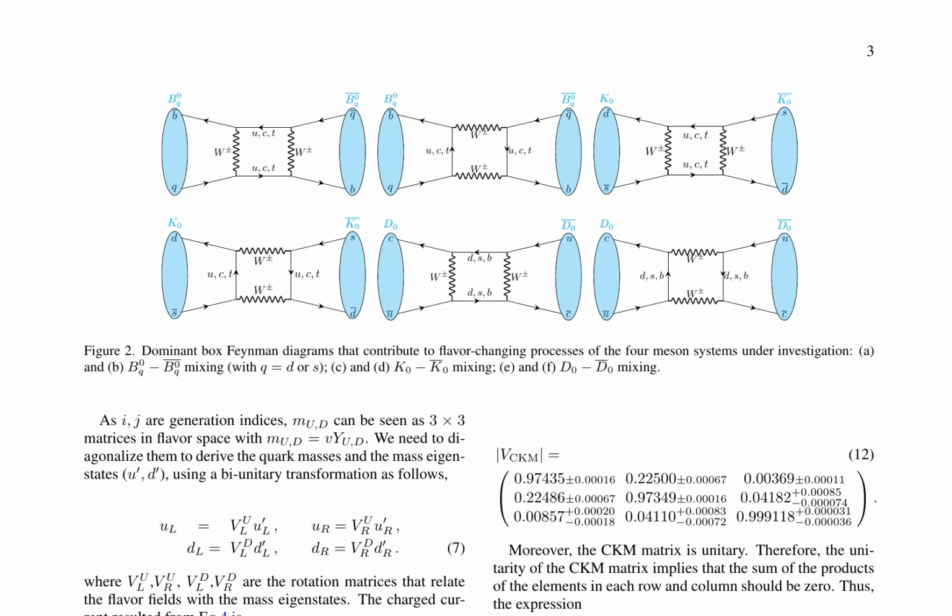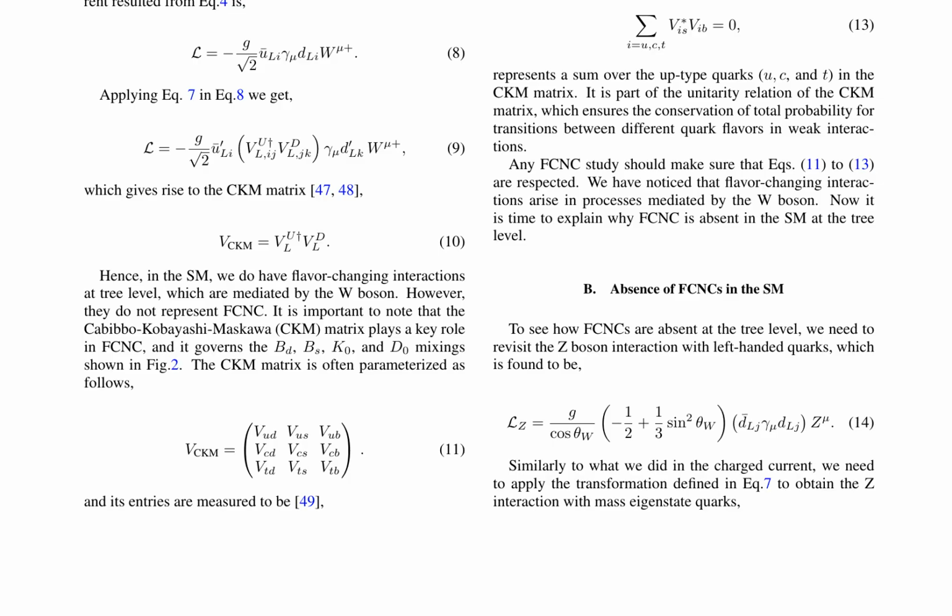The charged current is subsequently derived, and by applying the rotation matrices, the Cabibbo-Kobayashi-Maskawa (CKM) matrix is obtained. The CKM matrix plays a vital role in governing FCNC, and its unitarity property ensures the conservation of total probability for transitions between different quark flavors in weak interactions. The authors emphasize that any FCNC study must respect the unitarity relation of the CKM matrix.